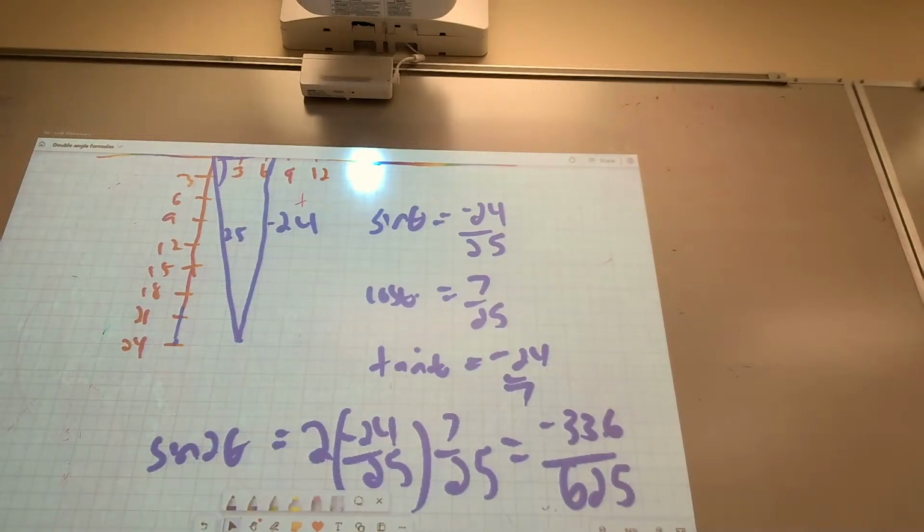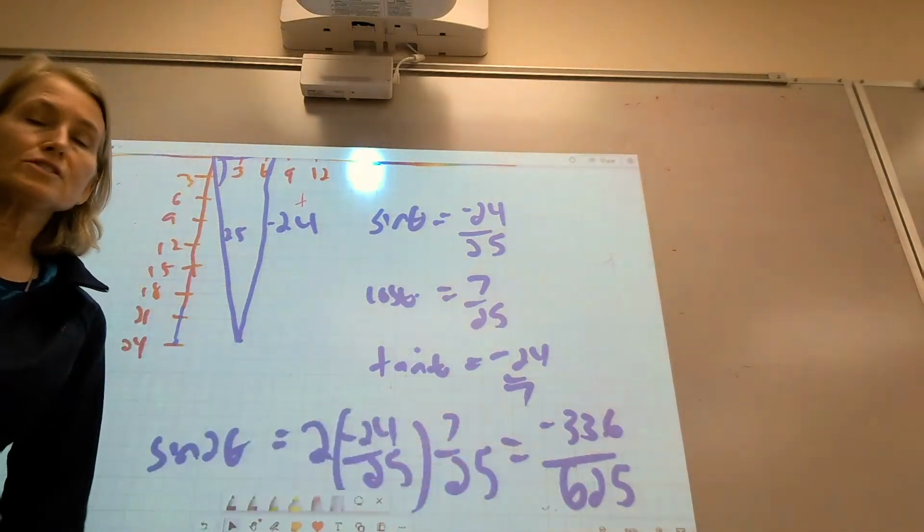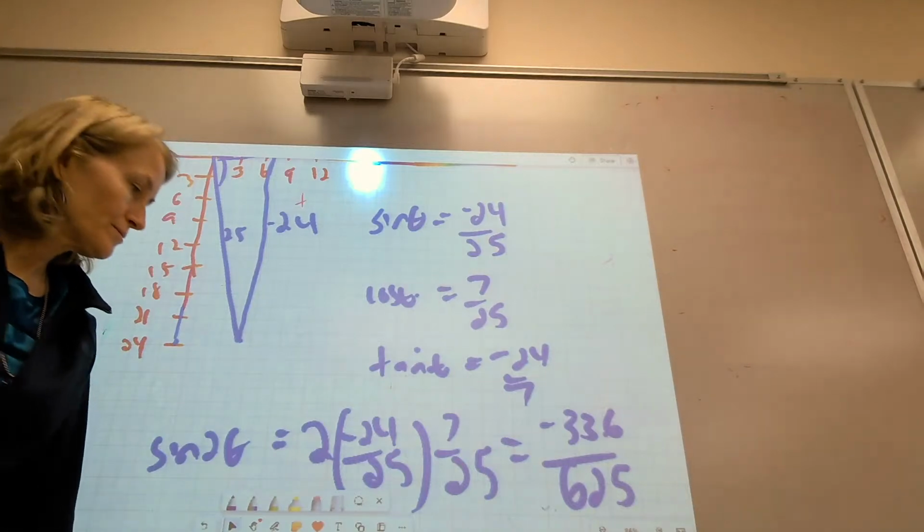It should be minus 336 over 625. 25 times 25 is 625. 25 squared is 625.